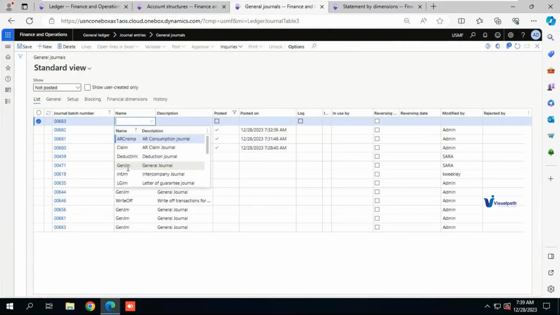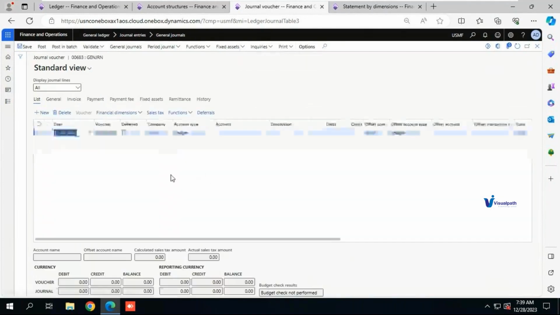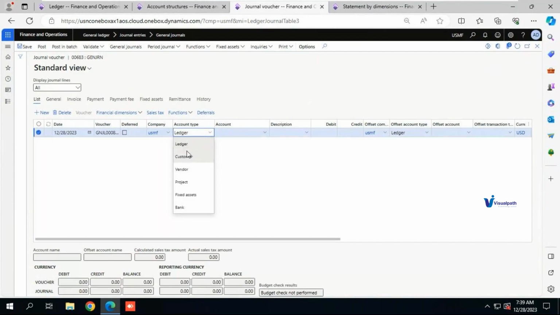There are actually many types here. There are ledger, customer, vendor, project, fixed assets, budgeting, bank, everything is there. If you are posting a general journal, you have the option to select ledger. Majorly, it is ledger, meaning main account to main account.